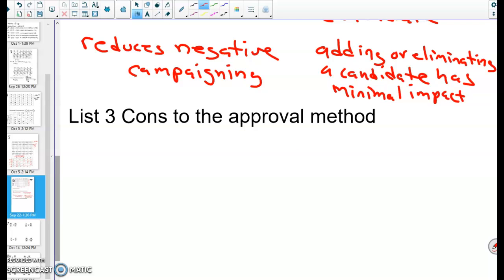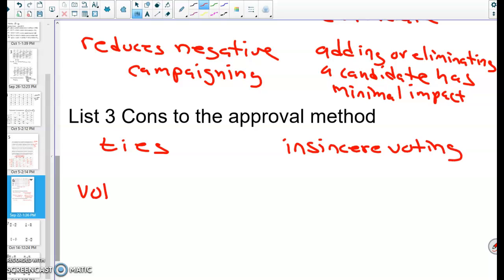All right. In terms of the cons, the first con to the approval method is the biggest one. That's ties. The second one is pretty significant as well. It's insincere voting. Sometimes when we have too many options, we just kind of vote for whatever, and we don't really want to do that when we're voting.